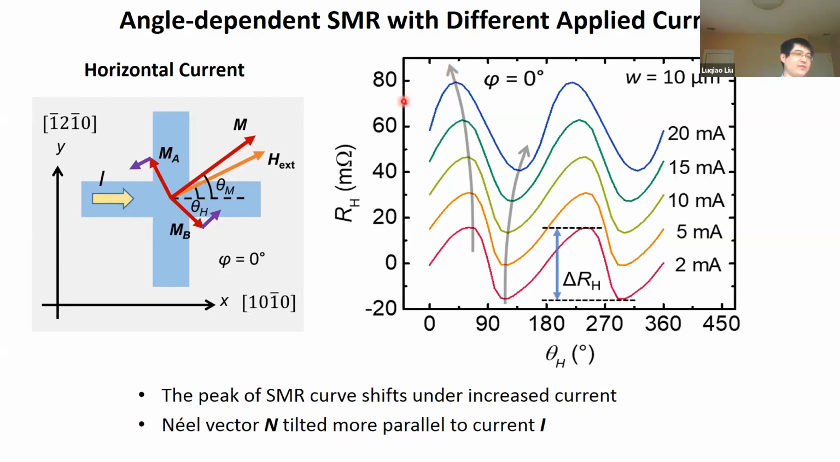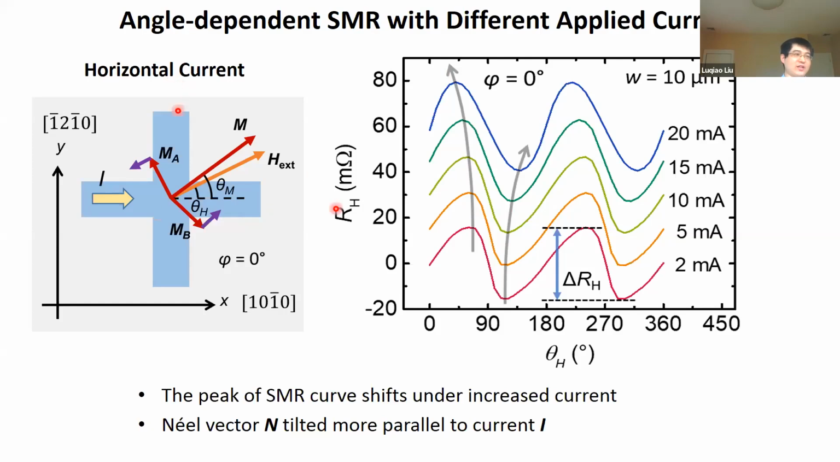What does this mean? We know for the spin-Hall magnetoresistance to show a peak, you need to align the magnetic moment, or align the Néel vector, along the 45 degrees direction. So now under the current, we need a field angle that is smaller than 45 degrees in order to achieve this peak. That means the current tries to align the Néel vector parallel with its orientation. So basically that's what this trend tells us: the current's influence is to tilt the Néel vector more parallel with its flowing direction.